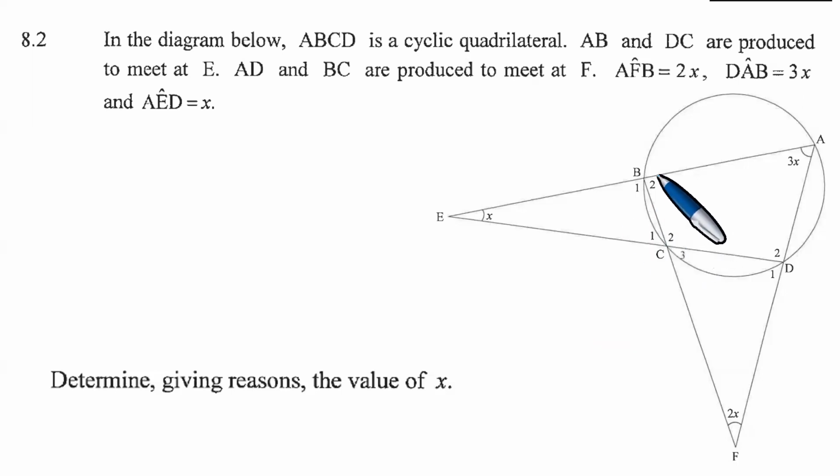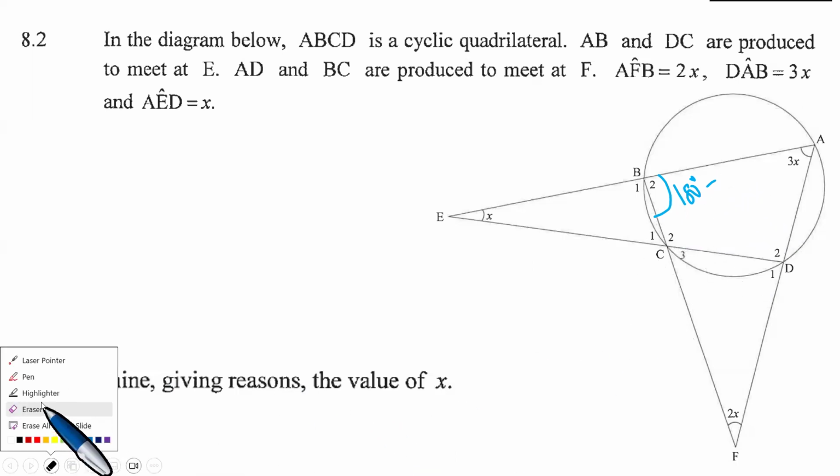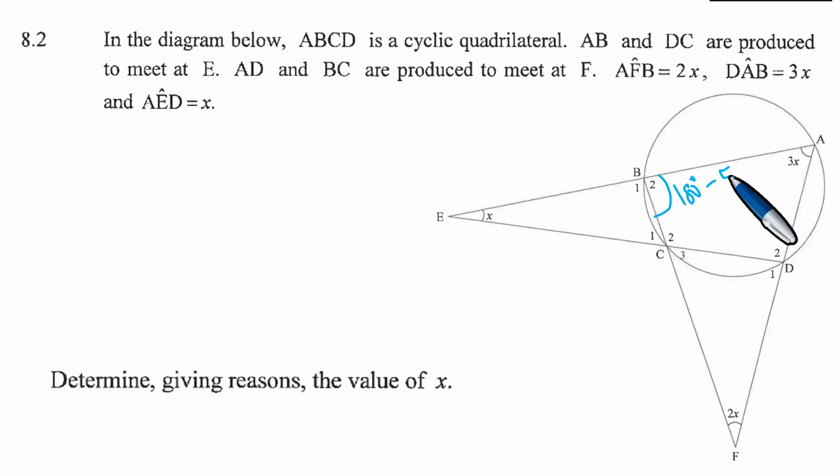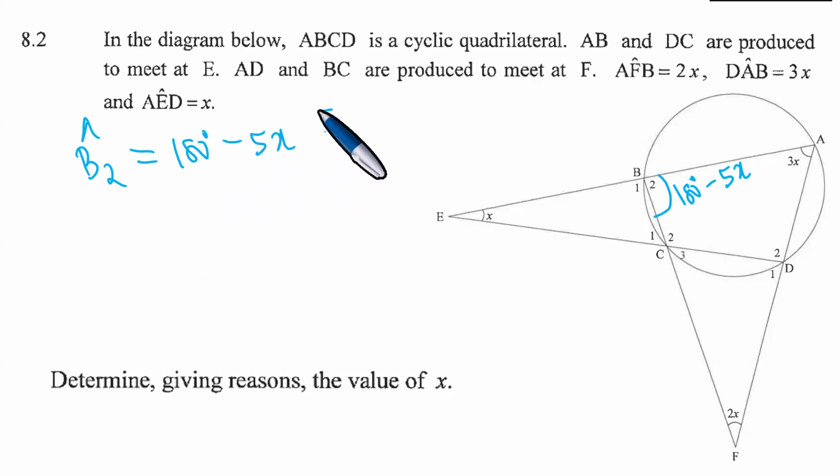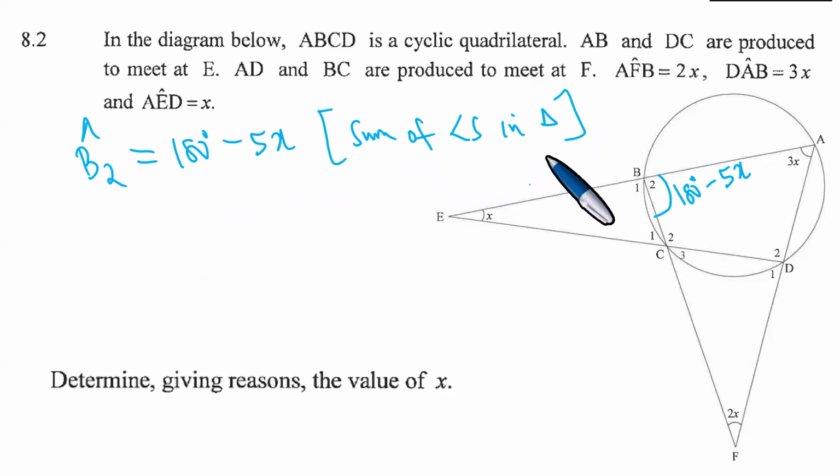Because of the sum of angles in a triangle. So this is 180 degrees minus 5x, right? So that's what you're writing. So B2 is 180 degrees minus 5x. The sum of angles in a triangle. Next.